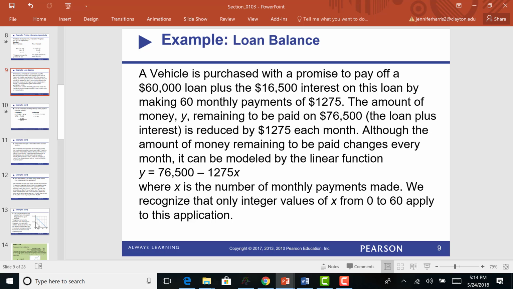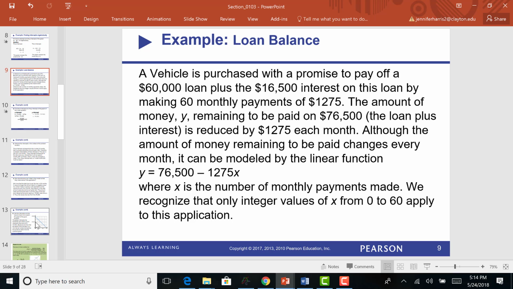You got it typed in? Okay, did you set your x-axis and the y-axis? X-axis is how many months you're going to pay for this vehicle to pay it off, 0 to 60. Do you see a line? Yes. What kind of line is it? Did you get a line that looked like this? Yes.